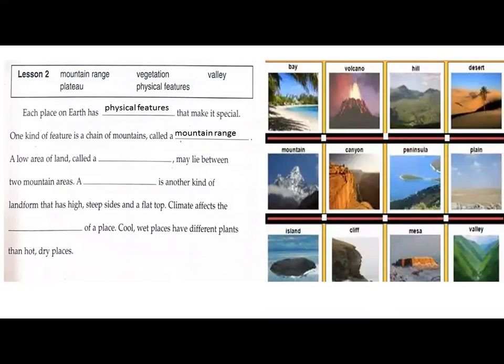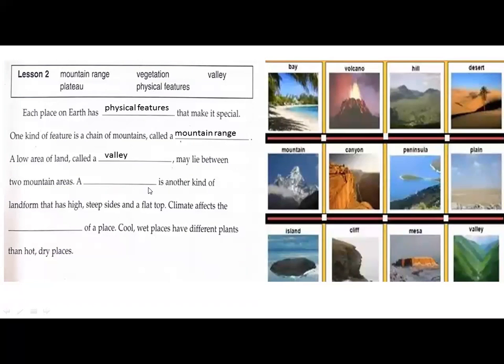Next, one kind of feature is a chain of mountains. Chain of mountains, remember the word mountain range. Let's go to the next sentence. A low area of land is called a blank. And it may lie between two mountain areas. So what's the answer? A lowland between two mountains is a valley. That's right. Right there, you can see that picture.